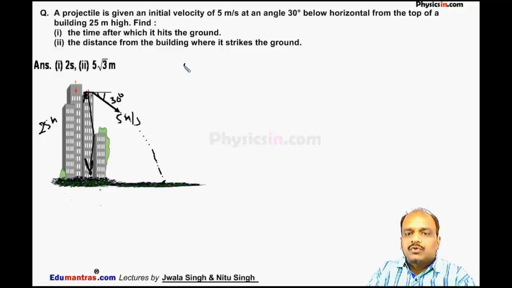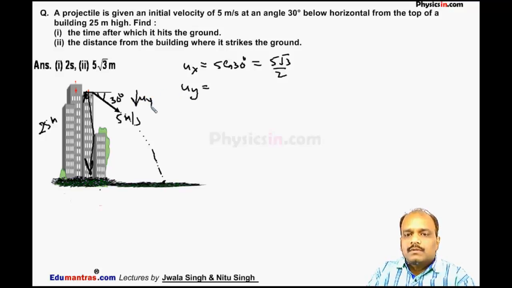So we know ux. Ux can be written as 5 cos 30, that is equal to 5 root 3 by 2 meter per second. In the same way, uy is vertically downward.